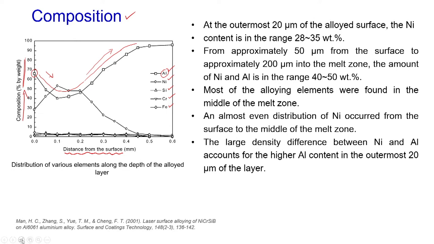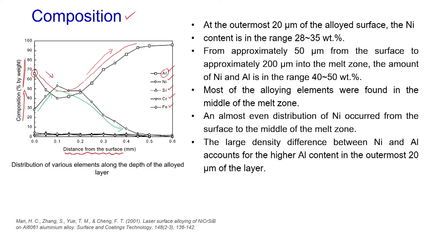Here you can see another graph, this is the graph for nickel. It is very interesting to note here, as we move from the top surface along the thickness direction, there is an increase in the percentage of nickel and then there is a decrease. So at a certain location, exactly the middle of the deposited layer or the alloyed layer, there is a higher percentage of nickel than the aluminum. So this is successful alloying of nickel with the aluminum.